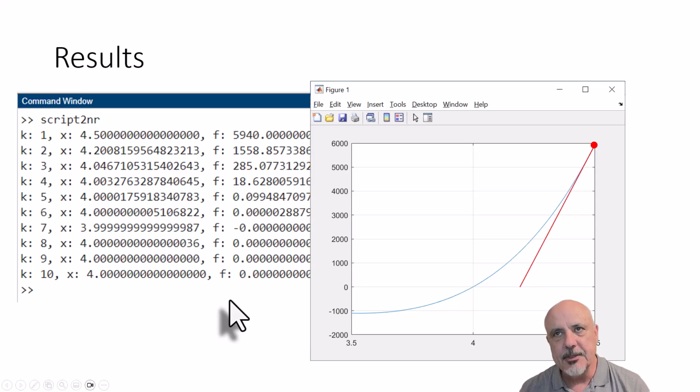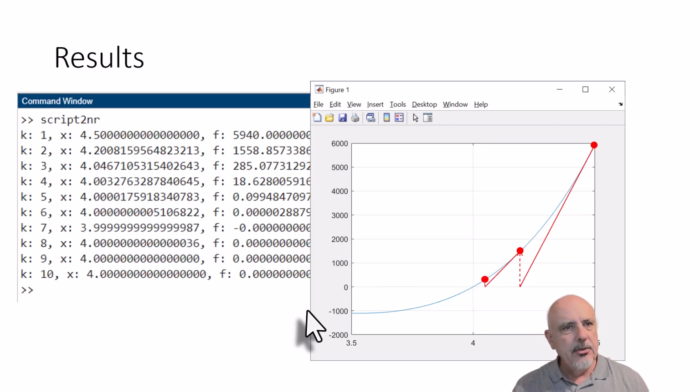There's our Newton Raphson, the first time through from 4.5. Then we jumped up to 4.2, I guess. I beg your pardon, this was 4.2. This is 4.04. So the Newton Raphson took 10 iterations. Starting at 4.5, it took 10 iterations to find that x equal 4 root.